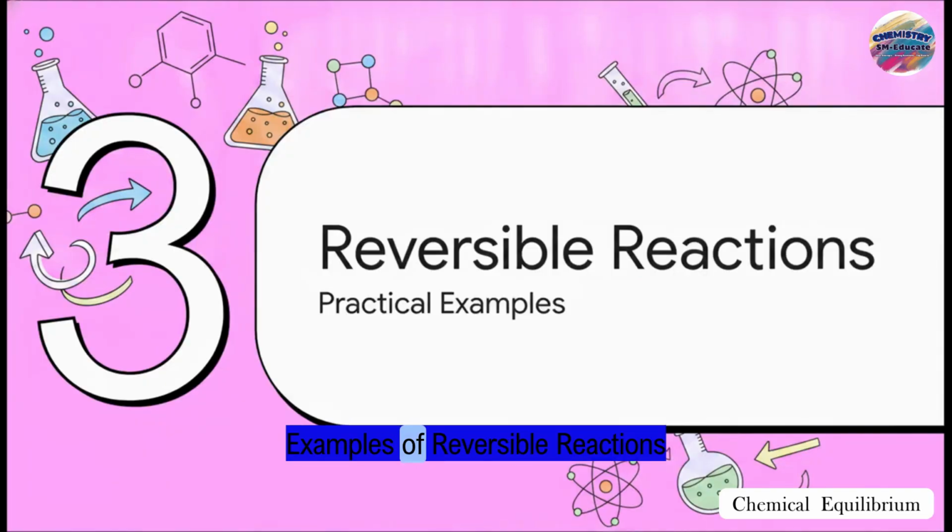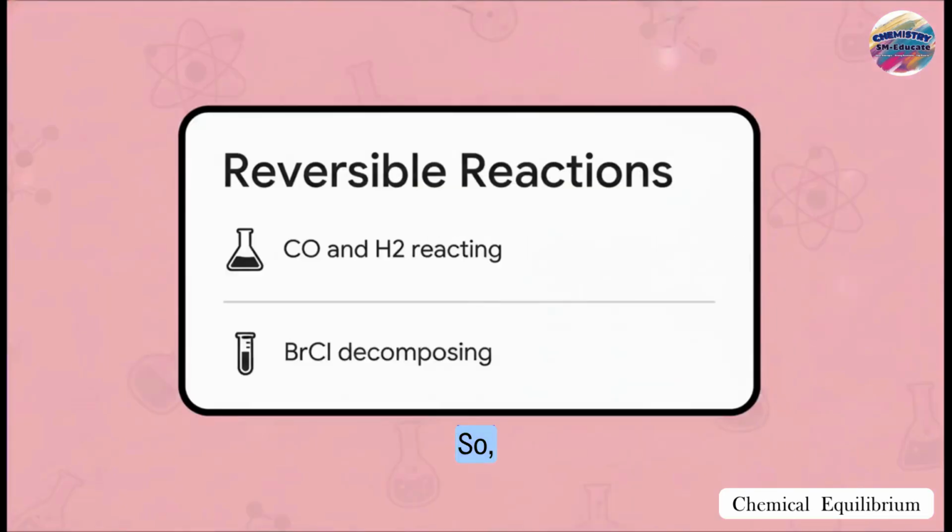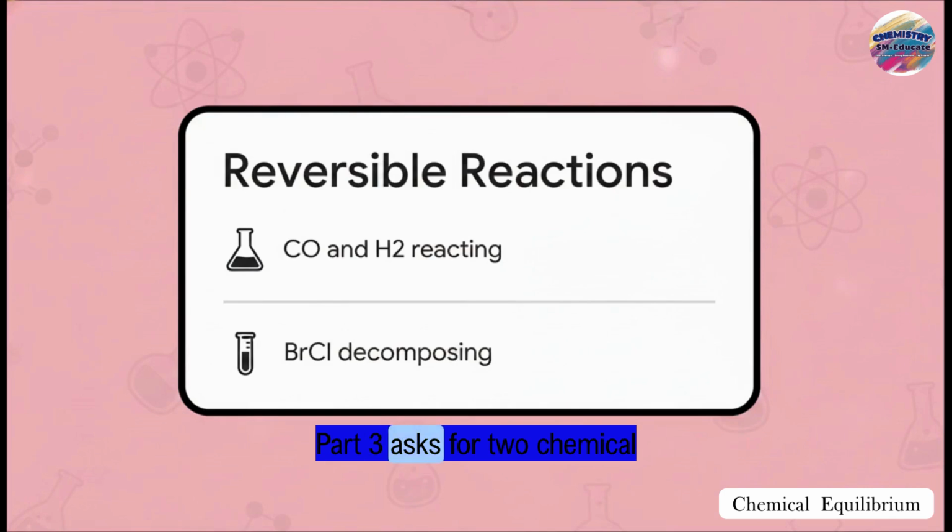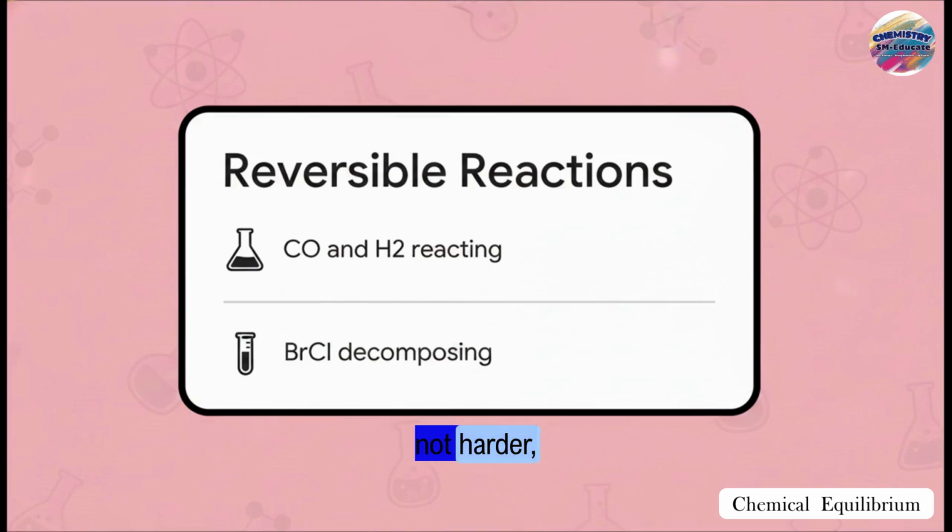Section 3. Examples of reversible reactions. So, Question 2, Part 3 asks for two chemical equations of reversible reactions. And as a savvy student, you might have noticed a little cheat code if you look ahead in the chapter. We can actually use the later questions on the page as our perfect, practical examples. Work smarter, not harder, right?